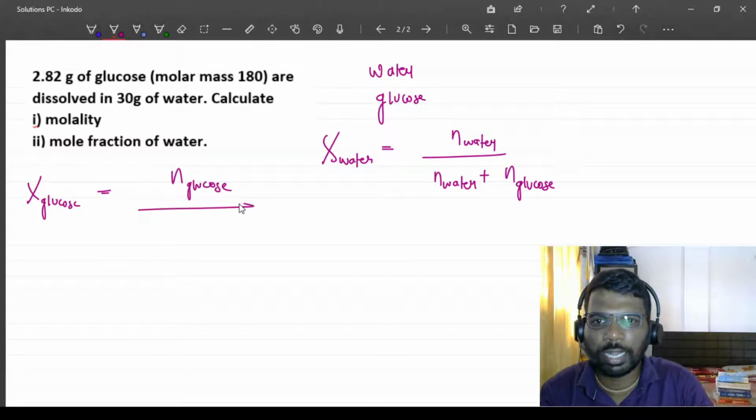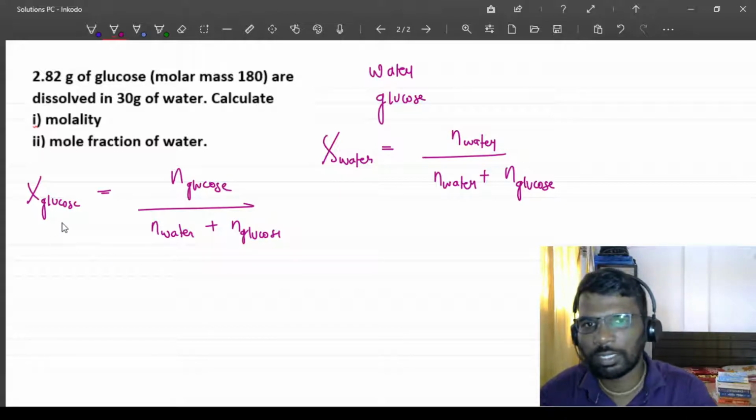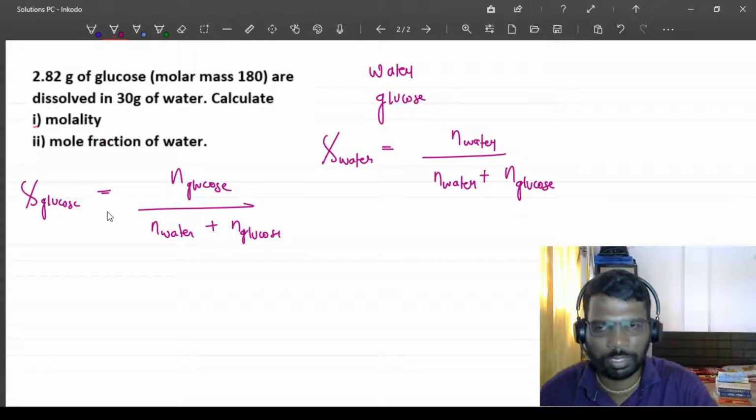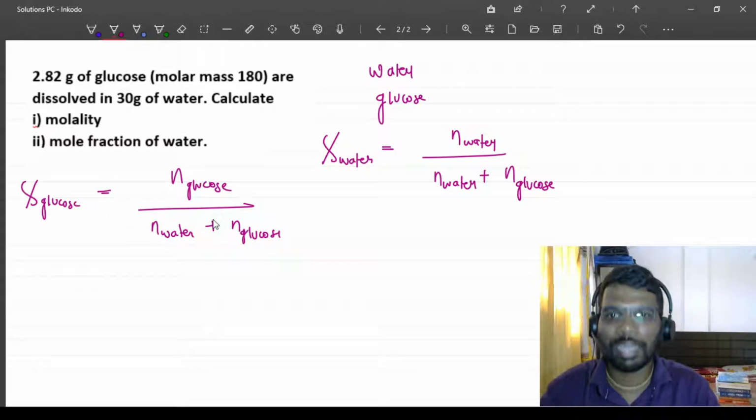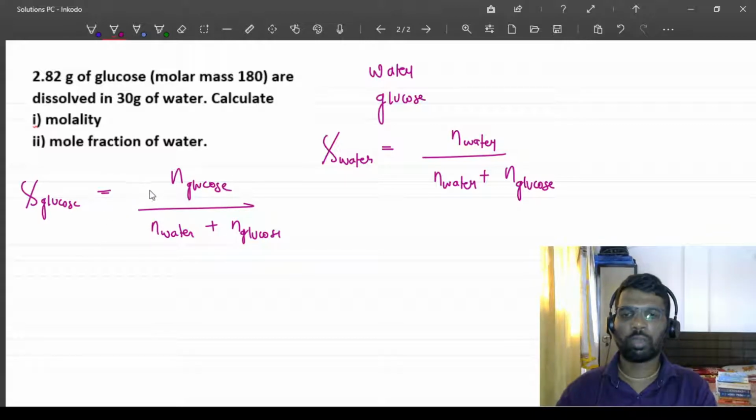Same way, the mole fraction of glucose will be the number of moles of glucose upon the total number of moles, that is, the number of moles of water plus the number of moles of glucose. It is a fraction, right? Now it's the same thing. Sometimes it could be written as x, or sometimes it is chi, this symbol. Whether you are finding the mole fraction of the water or the glucose, we require the number of moles of both components.